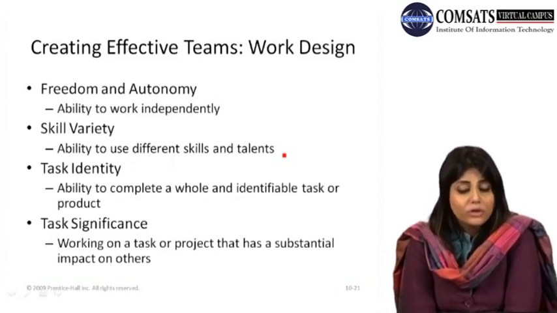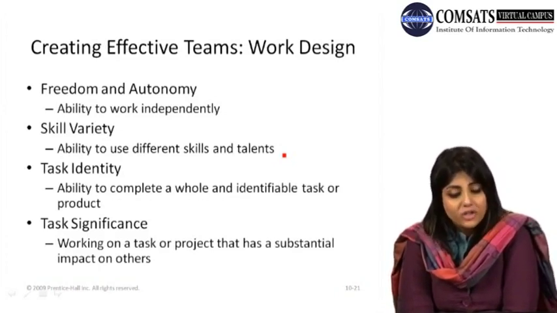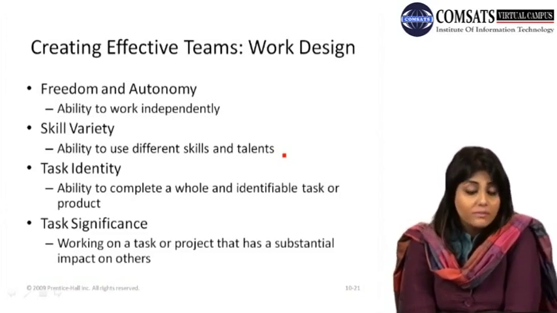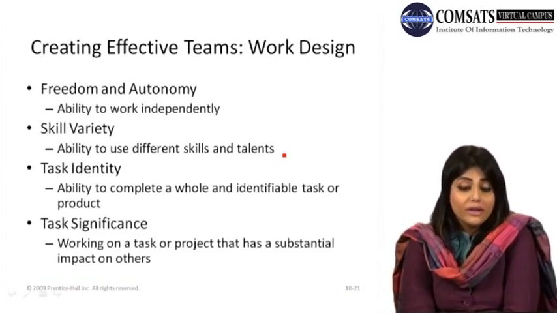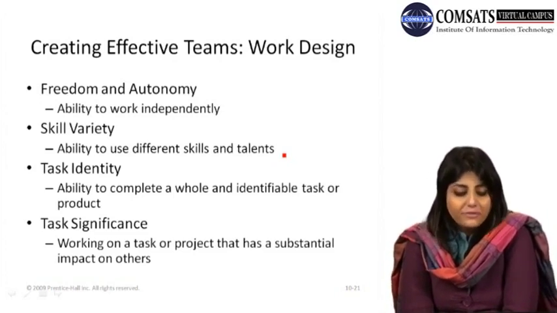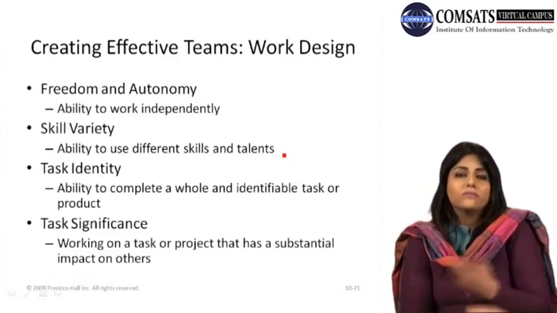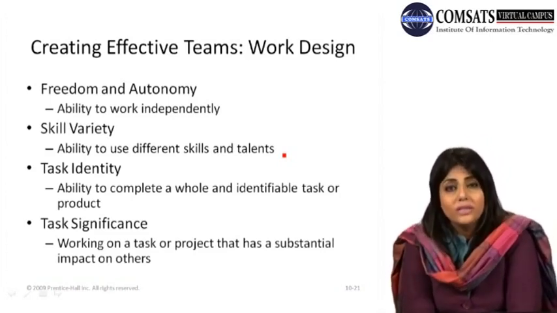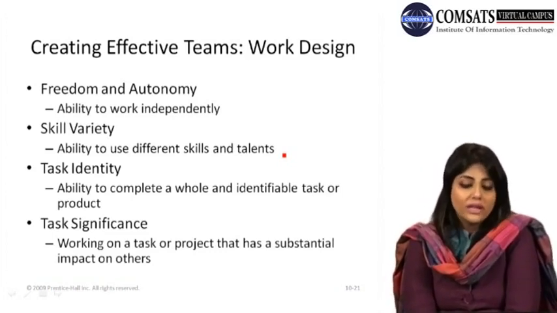Then the work design is important. We discussed earlier how freedom and autonomy should be given to the workers so that they can do their tasks independently and make their decisions independently. Then there should be variety in the tasks, right? There should be the opportunity for the team members to perform different tasks that require different skills. Then the task identity, which is the ability to complete a whole and identifiable task or product. For example, a team is given the responsibility to produce one product, and the team also has to deal with the customers, suppliers, and other stakeholders individually. So that is the task identity.